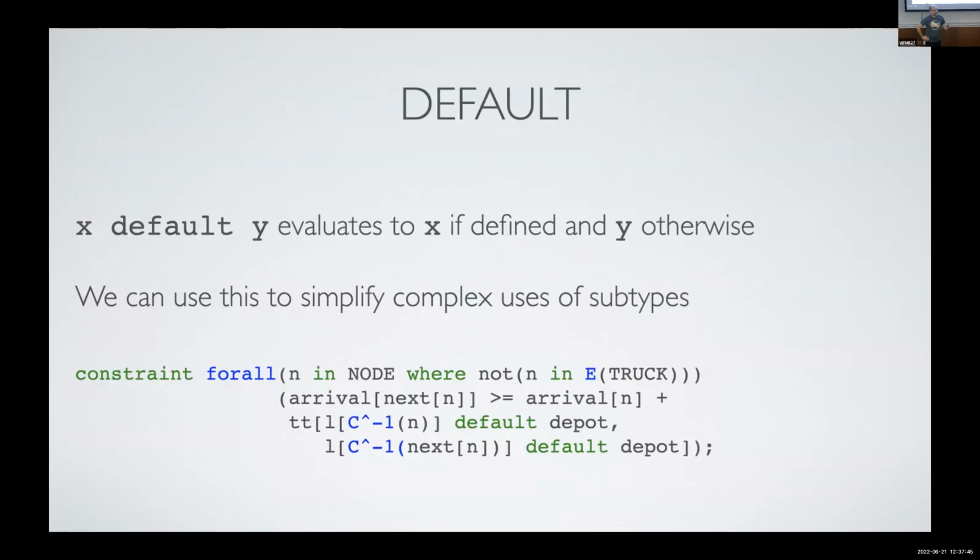So instead, you can use the new default operation, which just says, if x is defined, then the value of this is x, otherwise we have the default value y for something that's undefined. And that makes it a lot easier to write this, because we can just write, well, we look up the location of n as a customer. If that doesn't work, take the depot. Right? The same for the second part. We look up the location of the next node as a customer, otherwise use the depot.